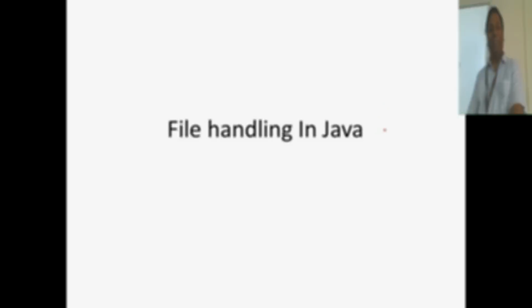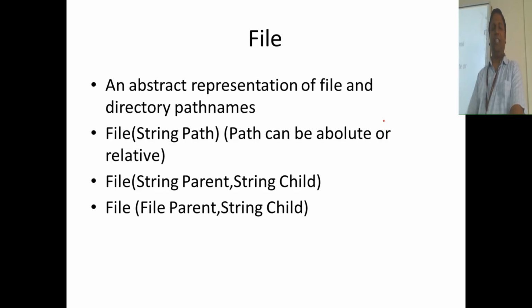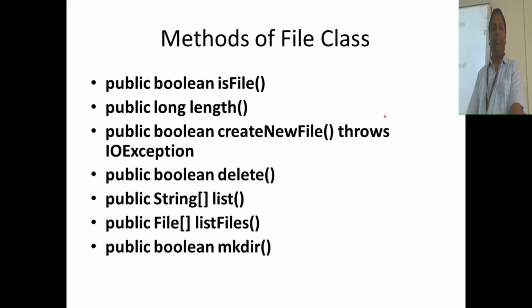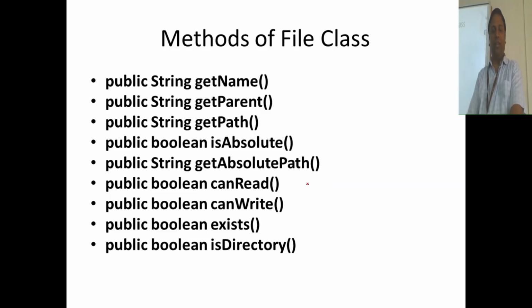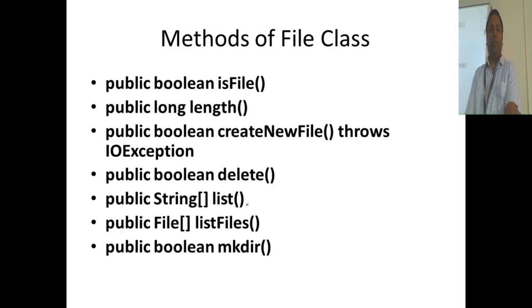Anyway, we'll continue with file handling. Files and things like that we've already seen. We looked at so many methods for files, right? That is, you can get the name of the file, parent, path, and things like that. And I think I stopped here.